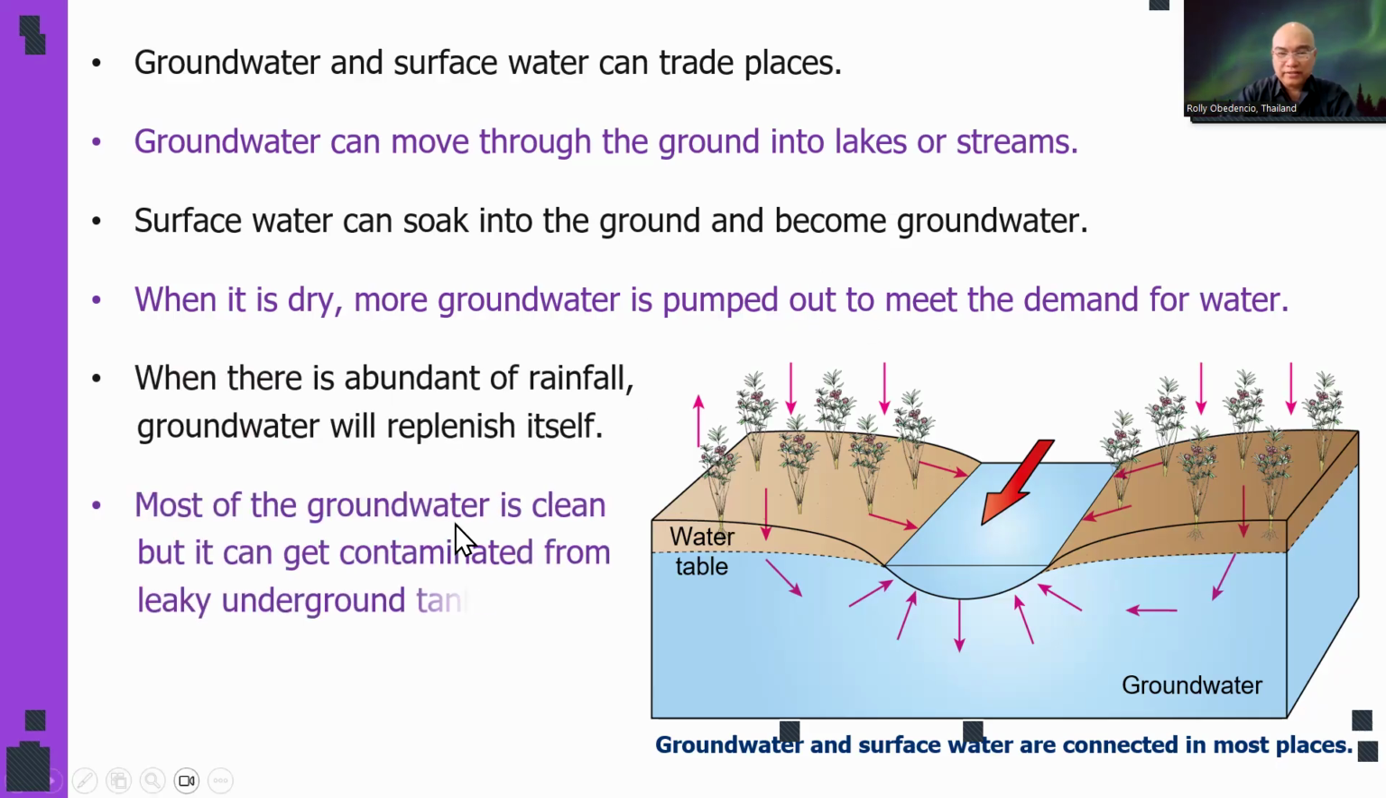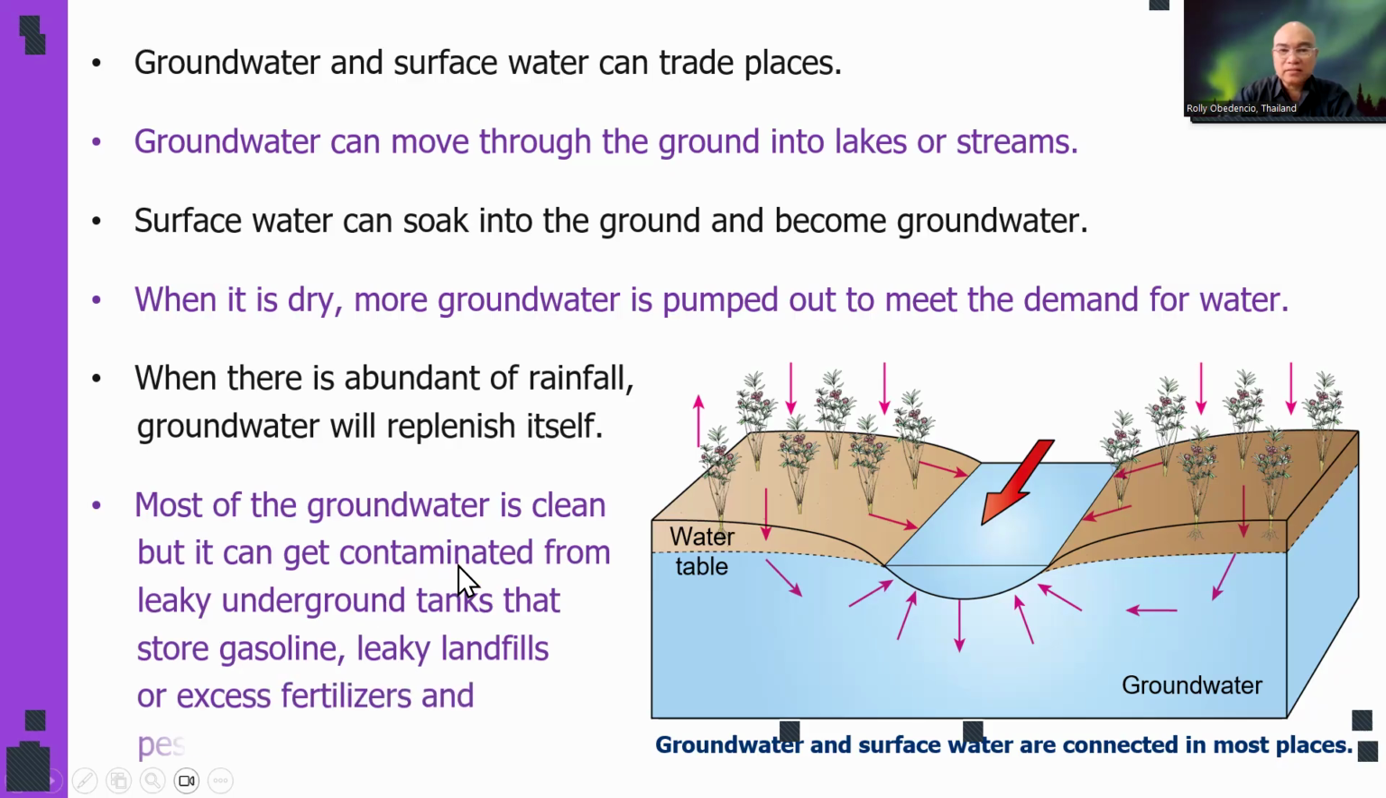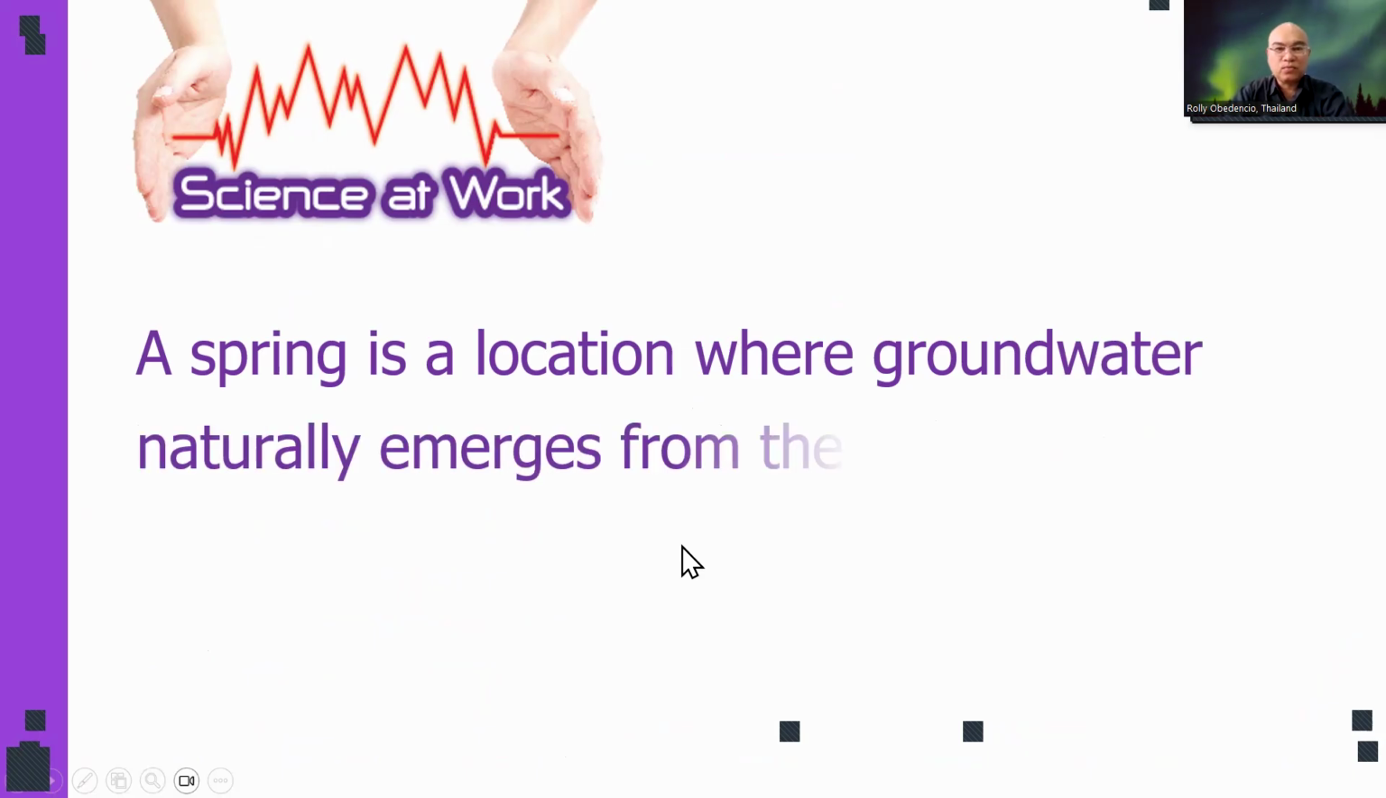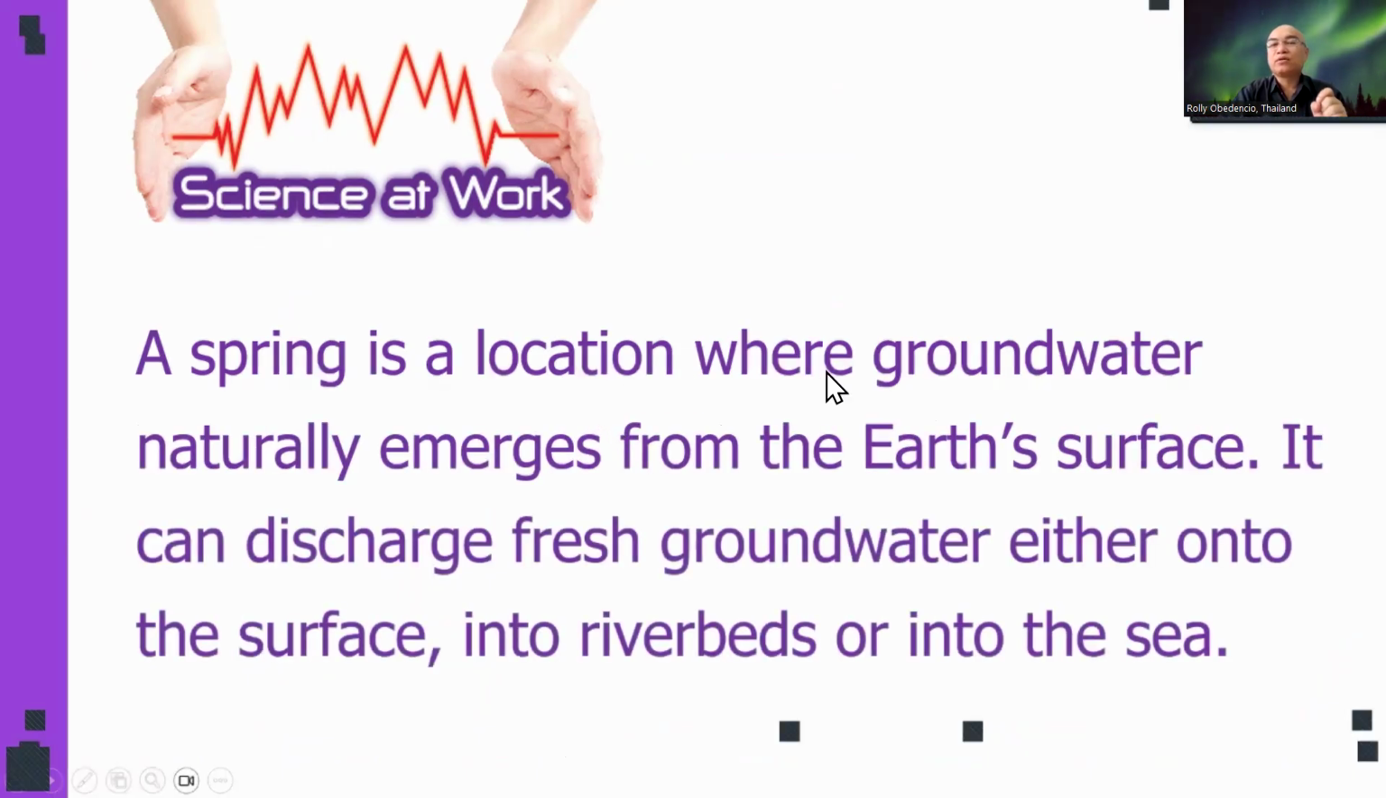Most of the groundwater is clean, but it can get contaminated from leaky underground tanks that store gasoline, leaky landfills, or excess fertilizers and pesticides used in plantations. Now let's talk about the science at work. A spring is a location where groundwater naturally emerges from the Earth's surface. It can discharge fresh groundwater either onto the surface, into riverbeds, or into the sea.